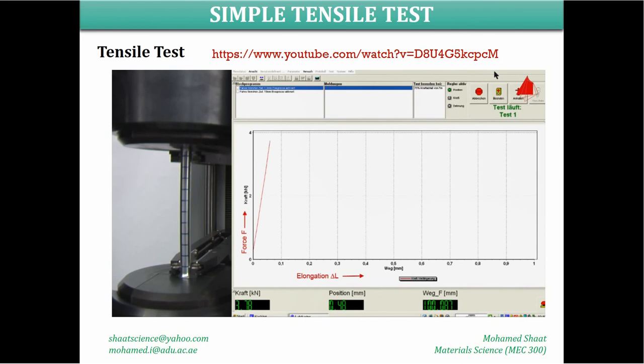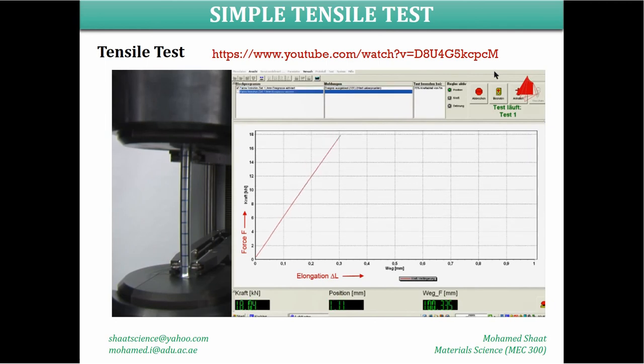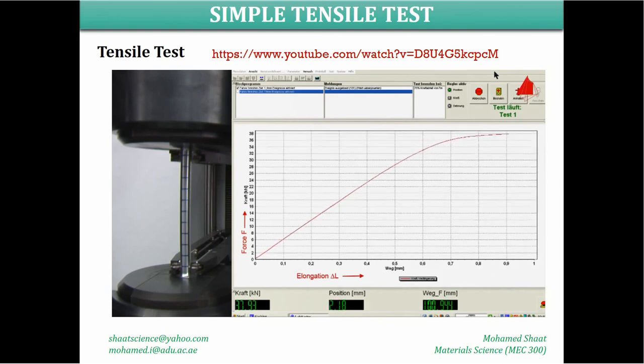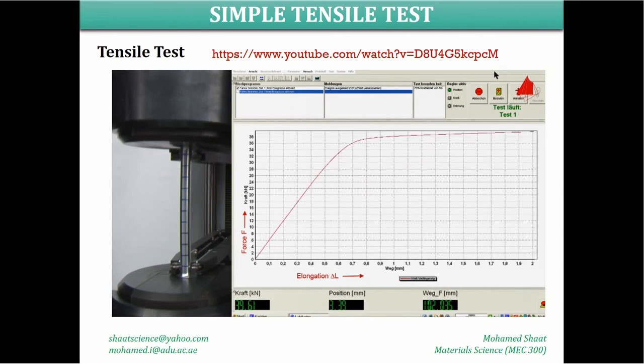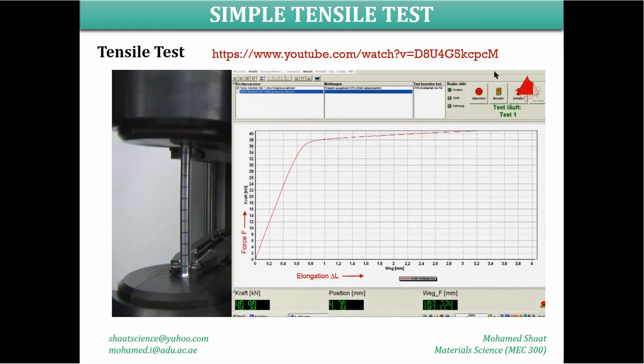The initial linear curve in the force elongation diagram again shows the elastic behavior of the material. But this time, the end of the elastic area is not revealed by a sudden drop of force or any distinct change. There is a smooth and gradual transition from linear elastic behavior to plastic deformation.